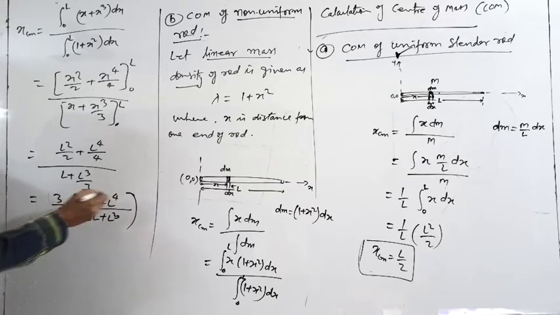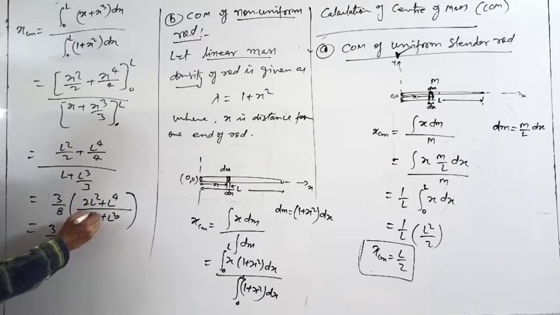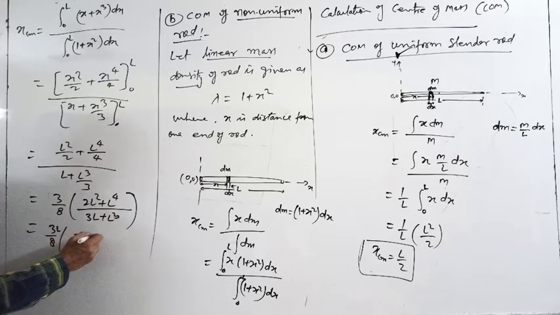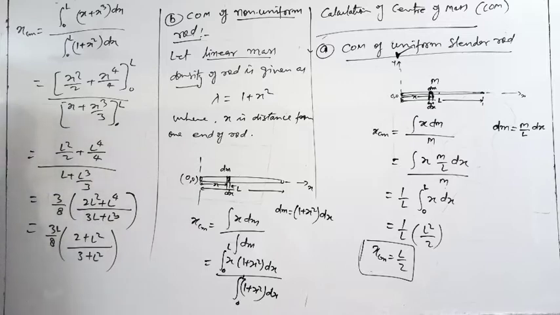Now one L cancels. So 3 by 8, then what is left? One L cancels. One L you can take outside. 2 plus L square by 3 plus L square. Okay. So this is the difference. This is the difference here.